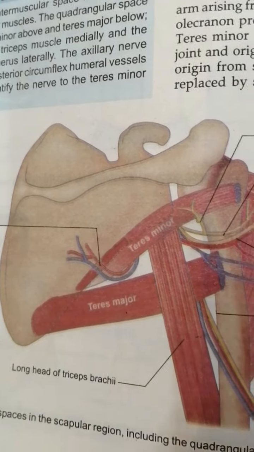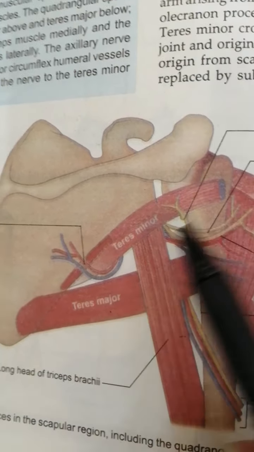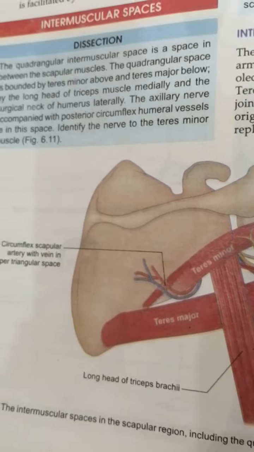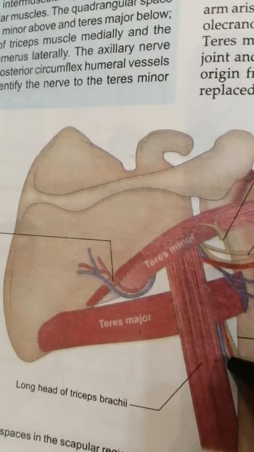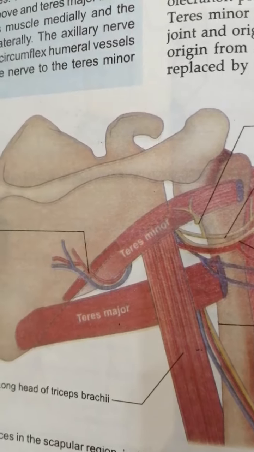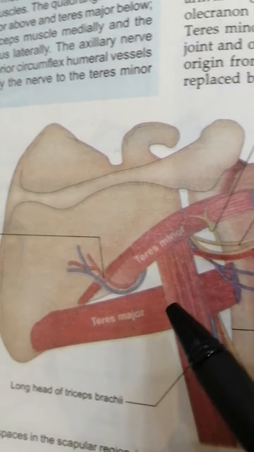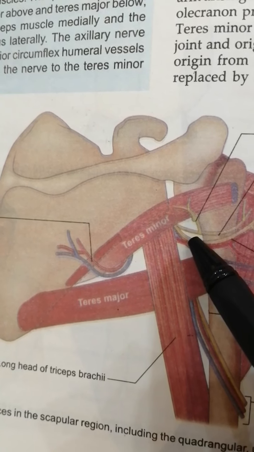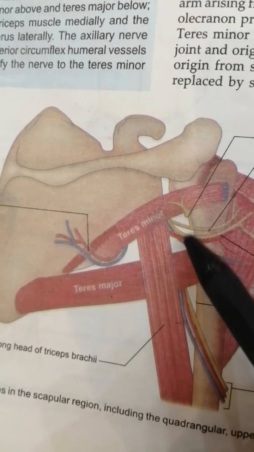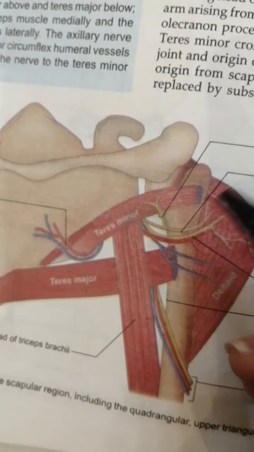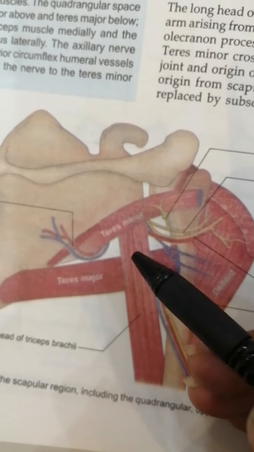Once these muscles are originating or inserting, there are some spaces left behind. You can see here, these are the spaces left behind. They are termed as intermuscular spaces. So this one is termed as the quadrangular space. Why is it called the quadrangular space? Because its shape is quadrangular.